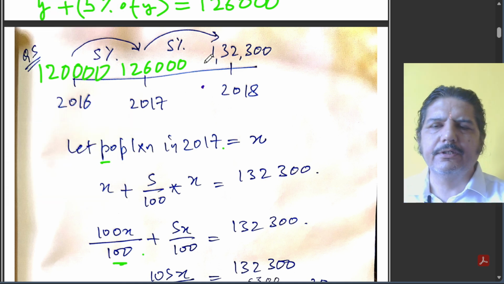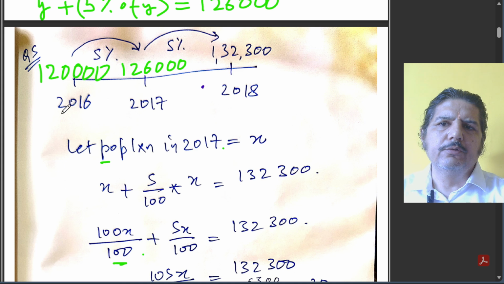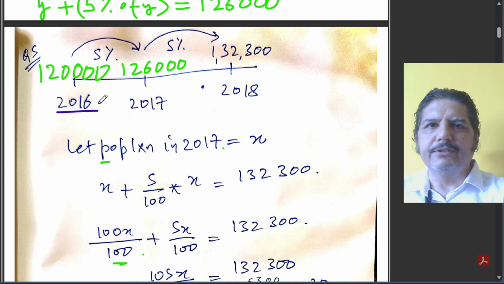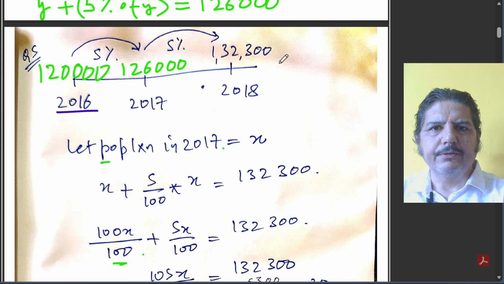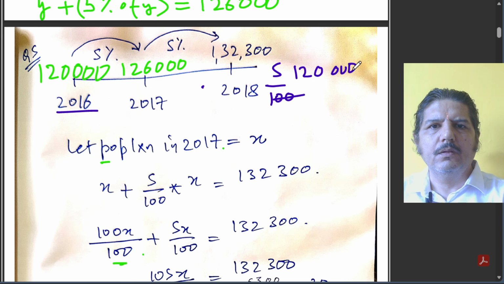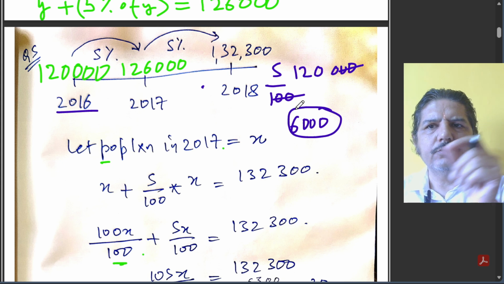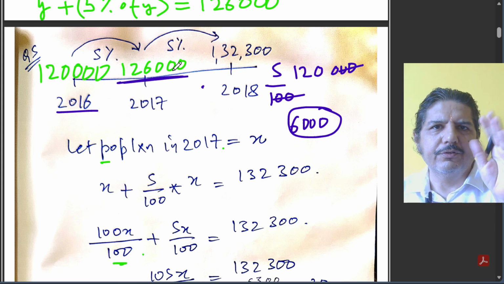Now that we have the answer, let's look at the question again. In 2016, the population was 1,20,000. It increased by 5%. So 5% of 1,20,000 is 6,000. I'll add 6,000 to 1,20,000, so it will become 1,26,000. Hope this is making sense.